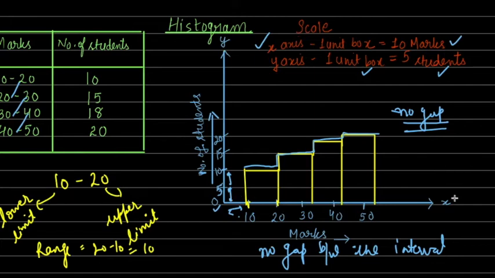Origin O is mentioned, and both the x and y axes are mentioned here. So this is your histogram.